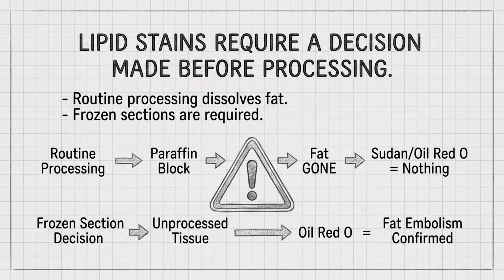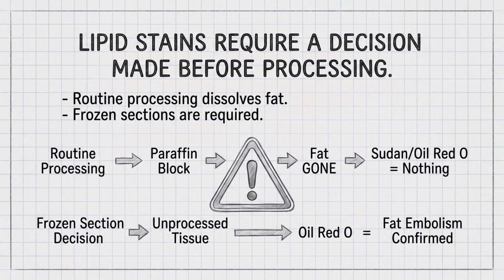Moving from the timing of injuries, we encounter another critical decision point with lipid stains, which absolutely require a decision made before tissue processing. Unlike many other special stains, lipid stains like oil red O or Sudan black B are designed to detect neutral fats, which are soluble in the organic solvents used during routine processing. The tissue is processed through xylene and alcohol. All the lipids will be dissolved away, rendering these stains useless.